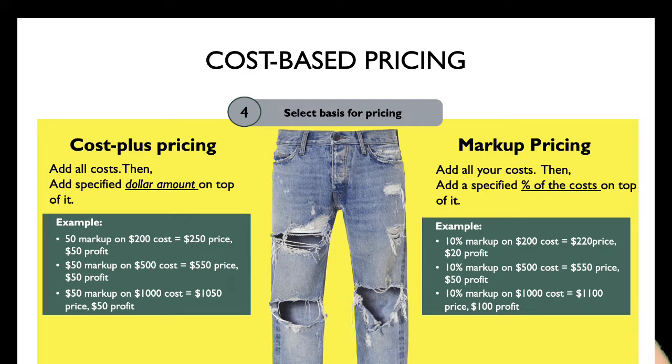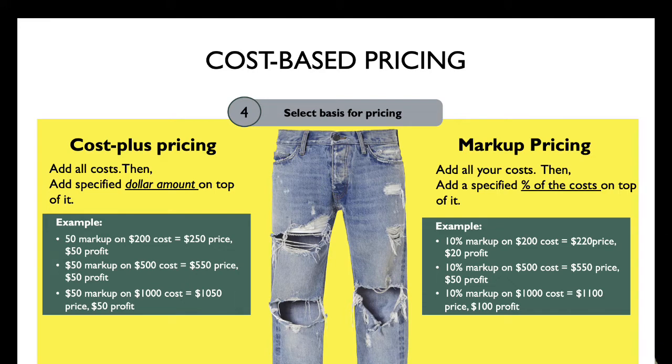Now, markup pricing is a similar concept. However, you're adding a percentage of the cost on top of it. So let's say, for example, the jeans cost you $200. You want a 10% markup on that, so your profit is going to be $20. Now, if you have a $500 cost and your percent of markup is 10%, you're making a $50 profit. So in this case, the higher the cost, the more profit you're making. So you can see the nuances between the two.